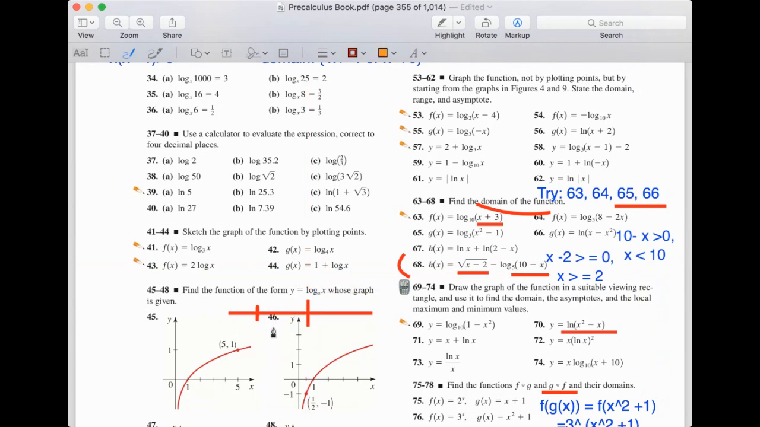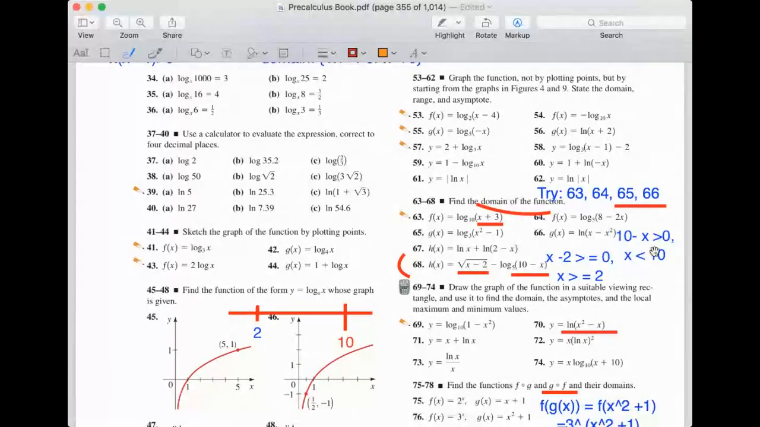So let's say we have two numbers, 2 and 10. Let's say this one is 10, we call this one 10, and we call this one 2. So this point is 2.